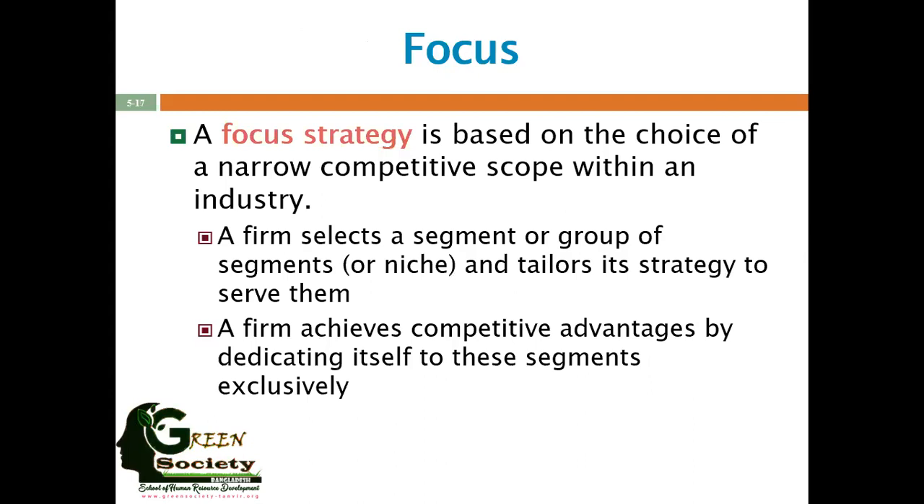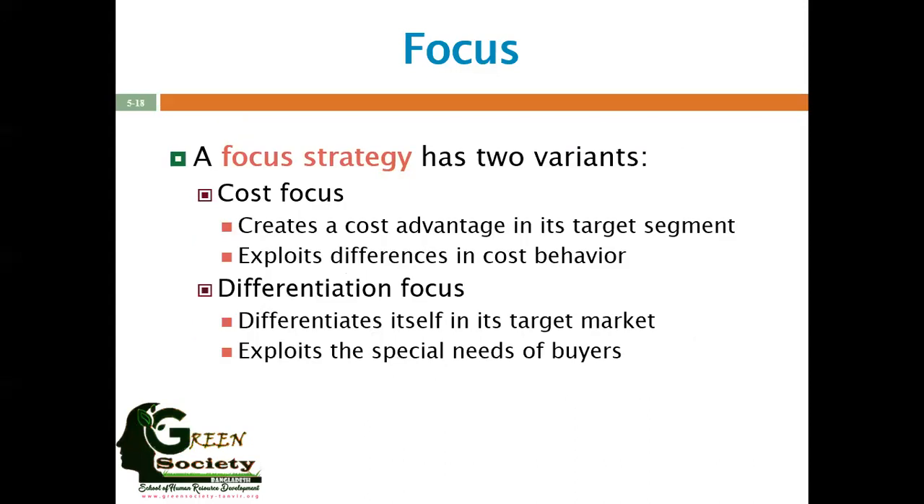The third one is focus. Focus strategy is a segmented strategy, narrowing the market, narrowing the customers. So it's based on the choice of a narrow competitive scope within an industry. A firm selects a segment or group, what we have covered. A focus strategy has two variants. You can go for cost focus, you can go for differentiation focus as well. So where are you focusing? You want to minimize cost, you want to make your product affordable to everybody, or you want to differentiate?